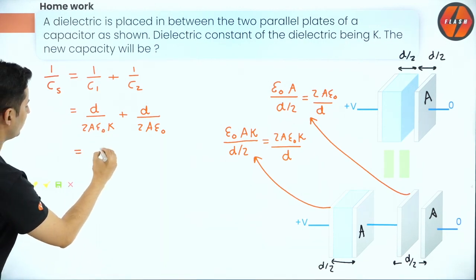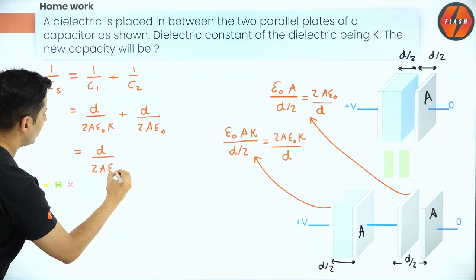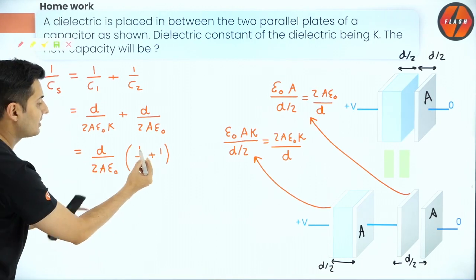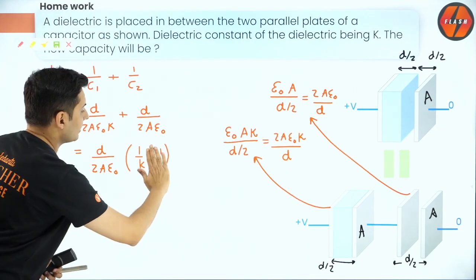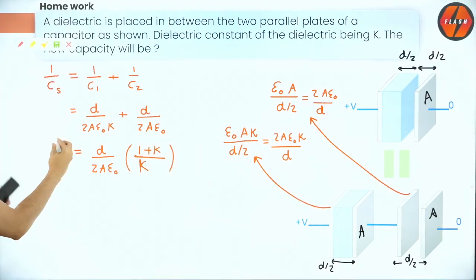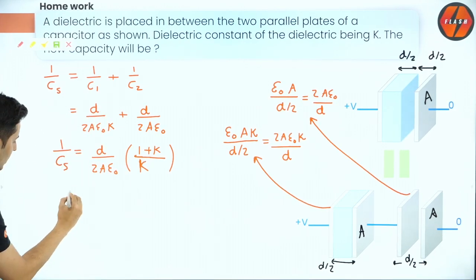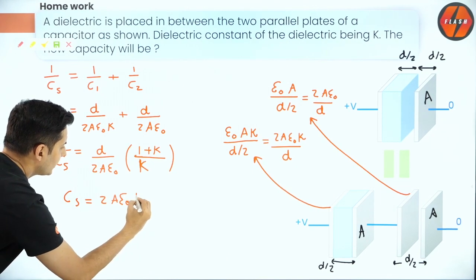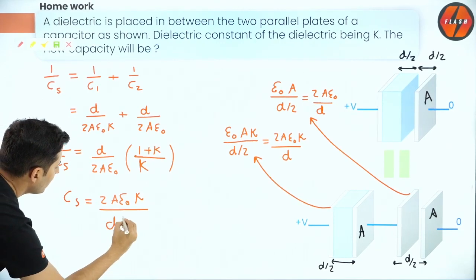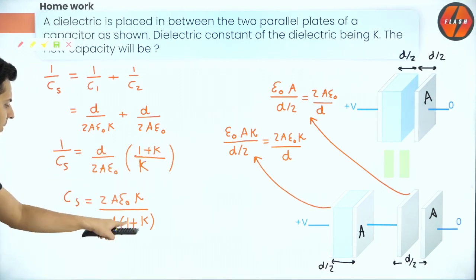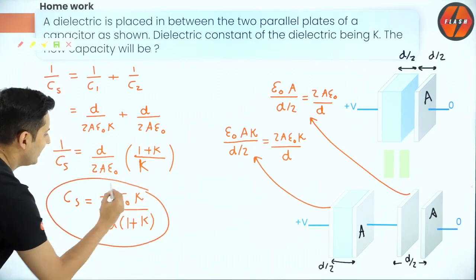And now you can take out few terms common like D, 2A and epsilon naught, and it will be 1 by K plus 1. So this can be written down as 1 plus K divided by K after taking LCM. Now this was, remember, 1 by CS, so flip it, guys. So CS will be 2A epsilon naught K divided by D into 1 plus K. That should be the answer. 2A epsilon naught K, and denominator will have 1 plus K into D. That's the final answer. That's how you figure it out.